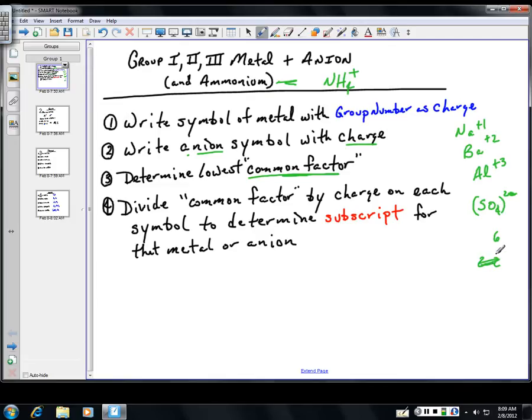All right, then to figure out what the subscript is on the metal atom and on the anion, we're going to divide that common factor by the charge on each symbol. All right? And we're going to then use that number that we come up with from that division to be the subscript for that metal or that anion. All right? So let's look at our example to see this in practice.